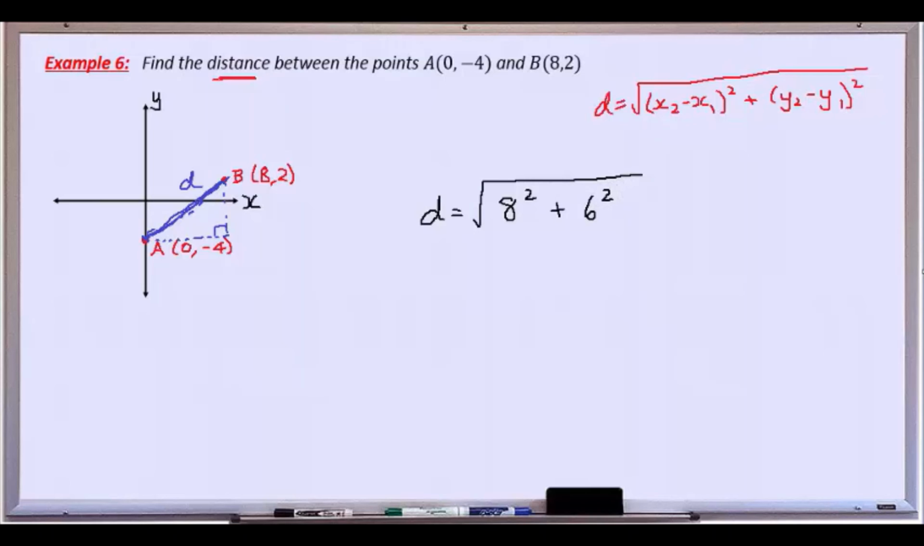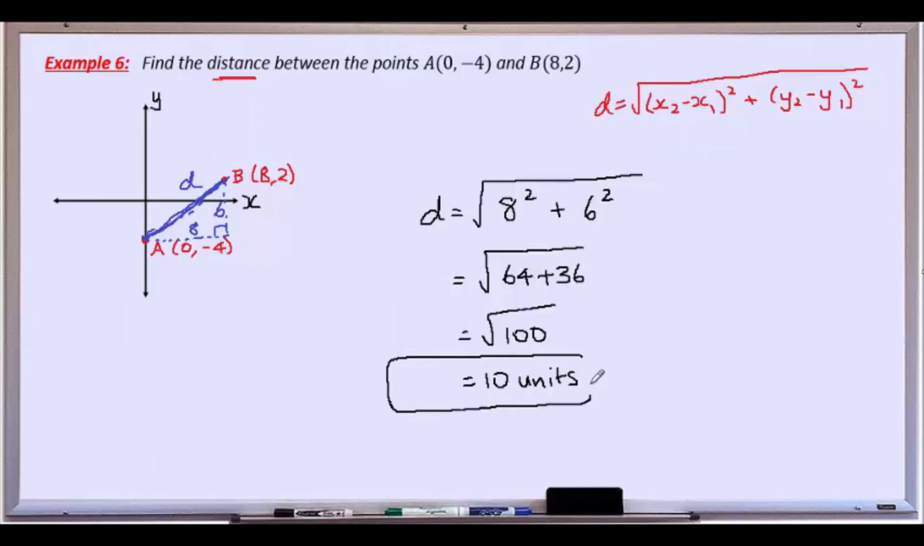And if I want to, I can even mark in those distances where this distance here is 8 and this distance here is 6. And so now my distance is the square root of 8 squared plus 6 squared, equals root 64 plus 36, equals root 100, which is 10 units. And that's how I can find the distance between 2 points, any 2 points on the Cartesian plane. Even if I don't know the formula, I can work it out using Pythagoras from first principles.